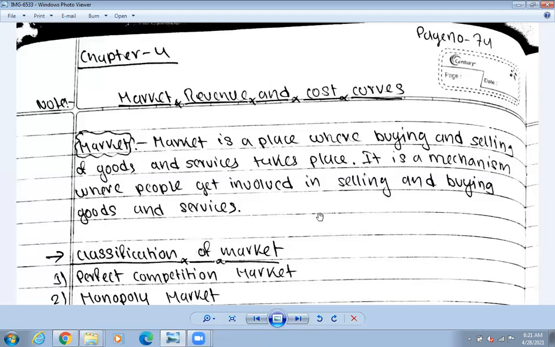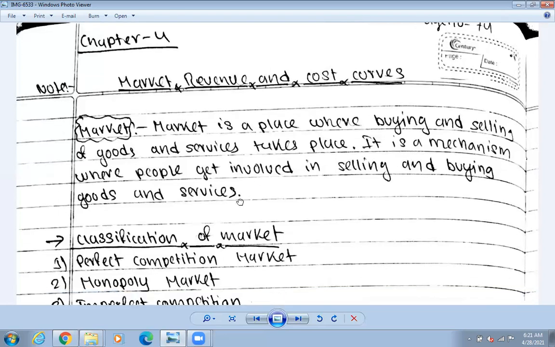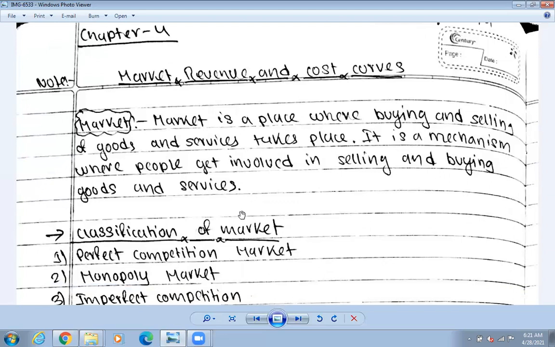And in market, there are two markets. One is the monopoly market, and the next one is the what market? Perfect competition market, isn't it? So there are two markets that we are going to learn. Okay, so let us have a small revision of this topic. Market is a place where buying and selling of goods and services takes place, and it is a mechanism where people get involved in selling and buying of goods and services. So it is where people buy and sell things.